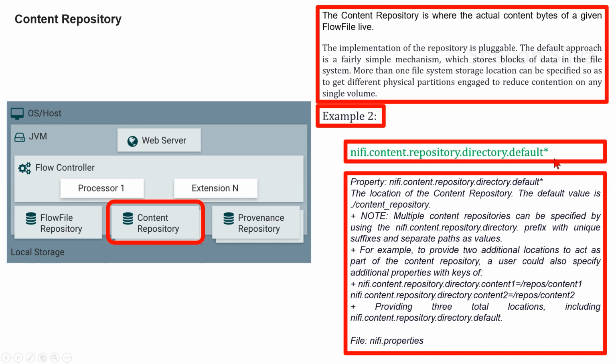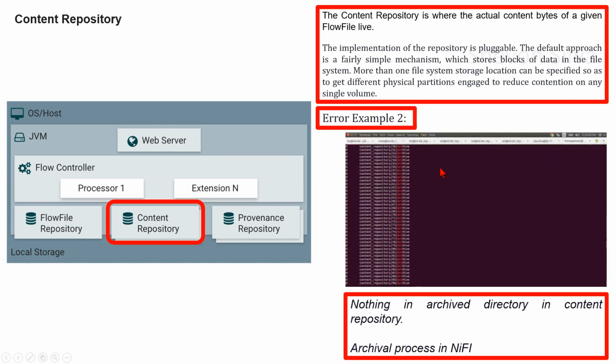For example, to provide 2 additional locations to act as part of the content repository, a user could also specify additional properties with keys of nifi.content.repository.directory.content1 equal /repos/content1, and nifi.content.repository.directory.content2 equal /repos/content2, providing 3 total locations, including nifi.content.repository.directory.default. This property is available in NiFi.